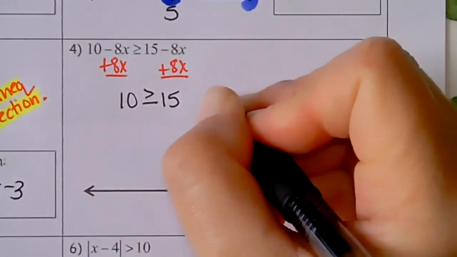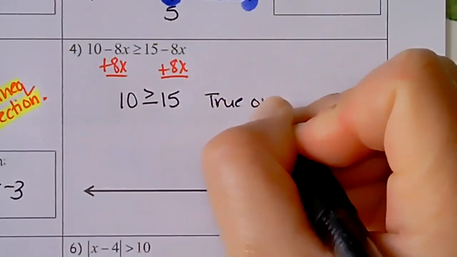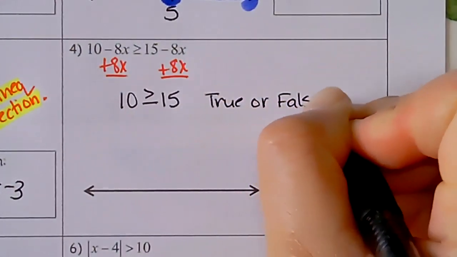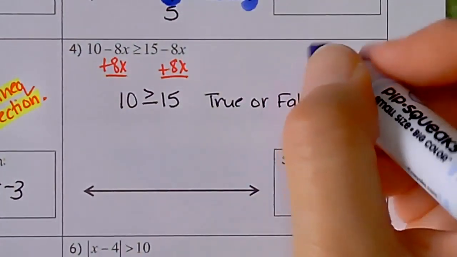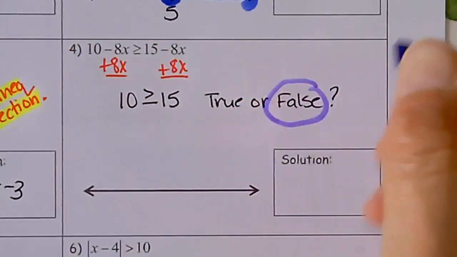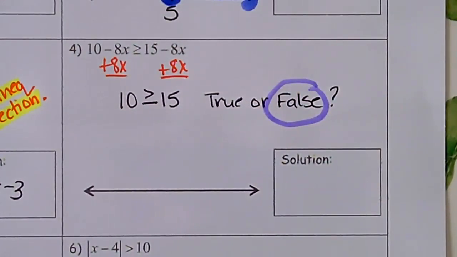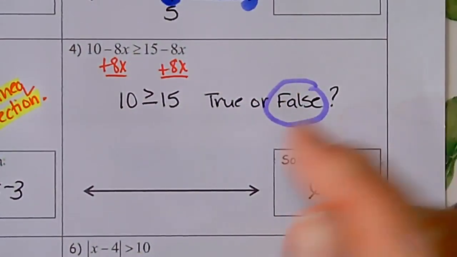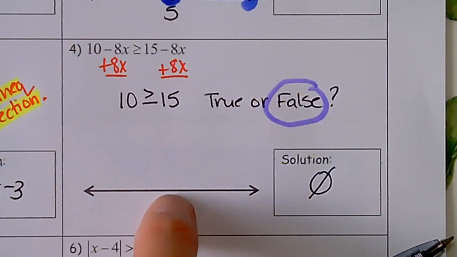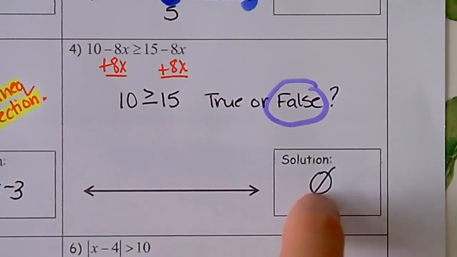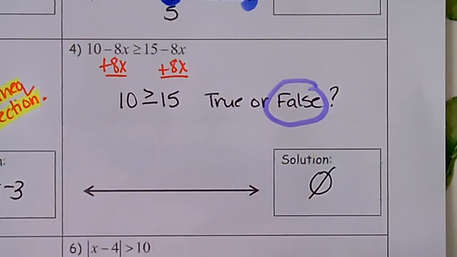And you want to ask yourself if this is true or false. Okay, because sometimes it could be all real numbers and sometimes it could be no solution. So in this case, is 10 less than or equal to 15? False. So that means my answer is no solution. And do not put anything on your graph. I don't want to see the 10. I don't want to see the 15. Your graph is what makes the inequality true, and nothing makes the inequality true, so you should not have anything on your graph.